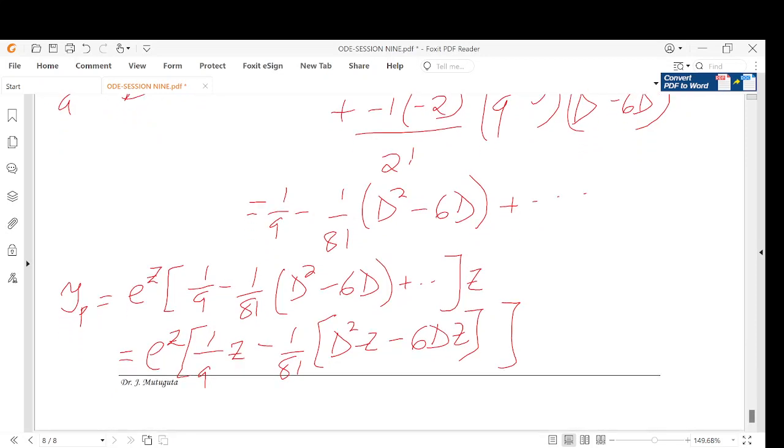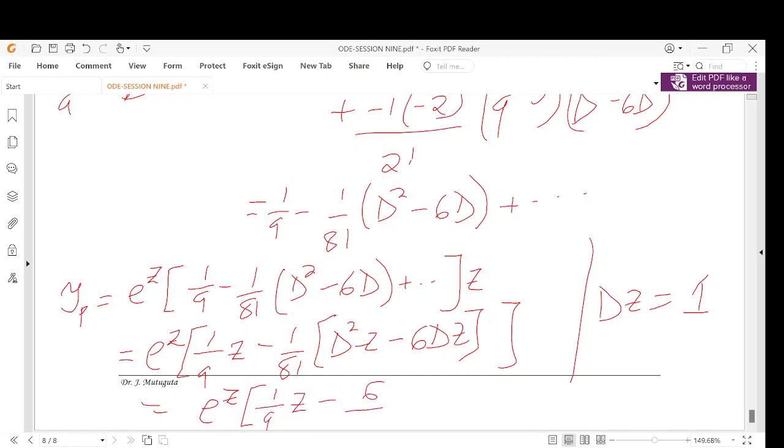And minus 6dz is, remember that dz is 1. Remember that when we write dz, we differentiate z with respect to z, we get 1. So d squared is the second derivative, which is 0. So in this case, this becomes e raised to power z, then we have 1 over 9 times z minus 6 over 81 times 1. So that this is the particular integral.